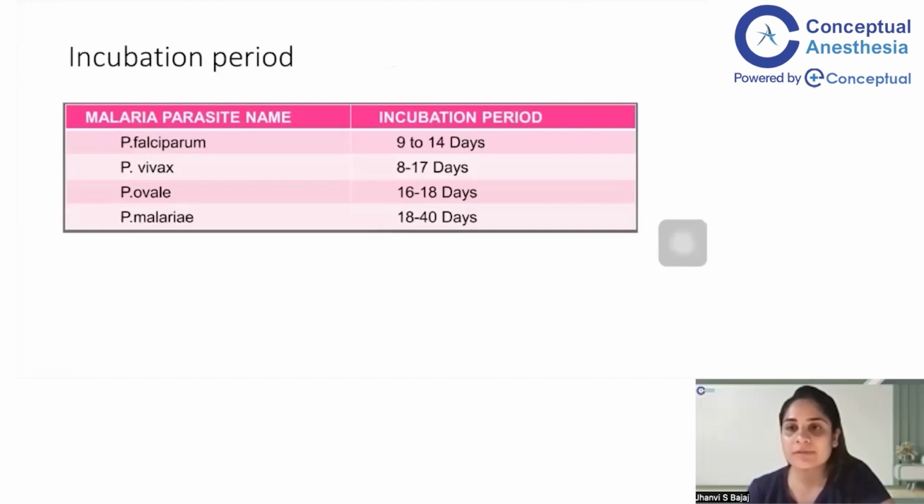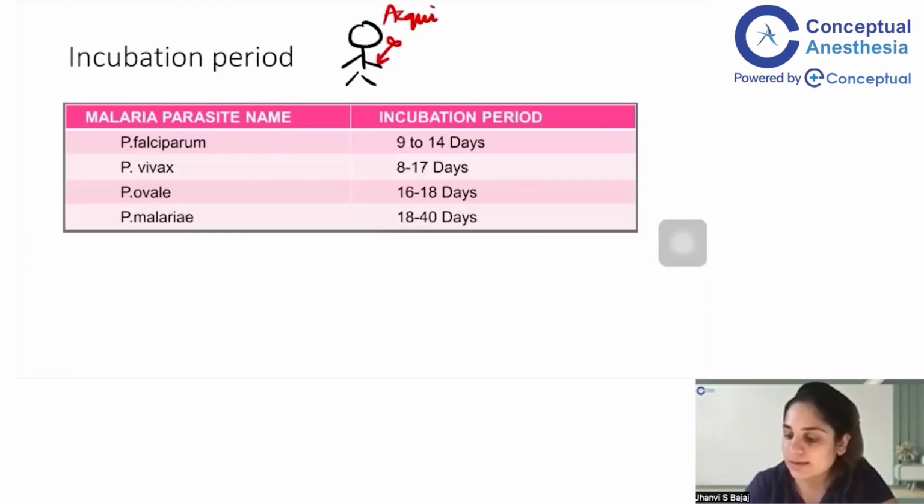So what do you mean first of all by incubation period? So this is a human being, and imagine that he got bitten by a mosquito. Okay, so very long mosquito I've drawn, but he got bitten by a mosquito and now the plasmodium has entered into his blood. Okay, so from the time of acquiring the infection to the time that the person actually starts showing symptoms.